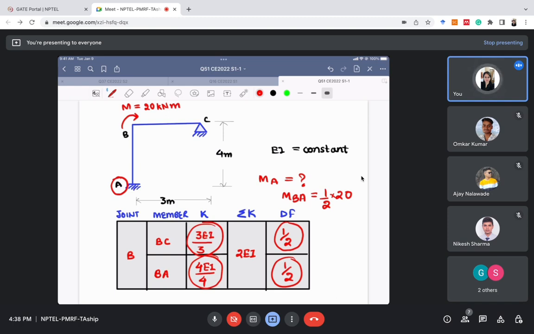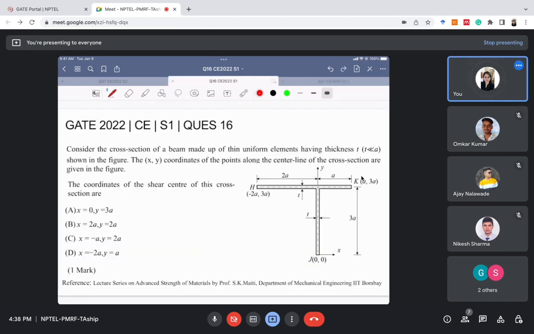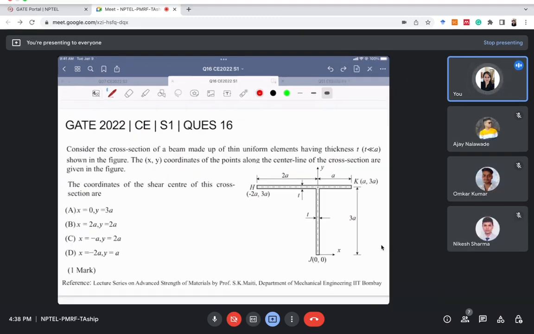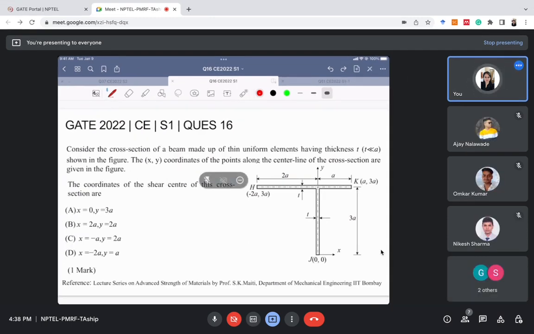So I'll quickly move towards another question. The question is related to the concept of shear center. It is question number 16 of set 1, GATE 2022. Consider the cross section of a beam made up of thin uniform elements having thickness t, where t is very much less than a.